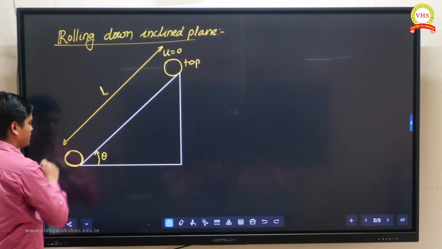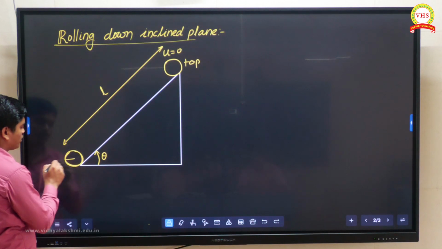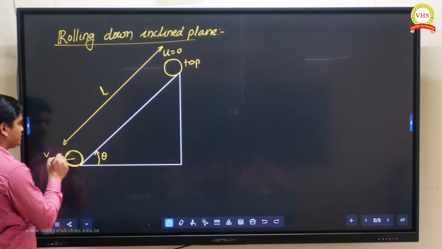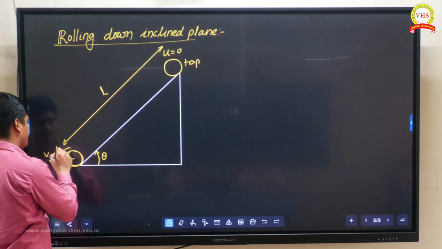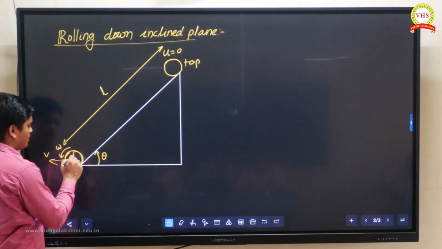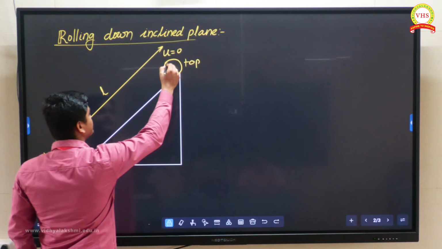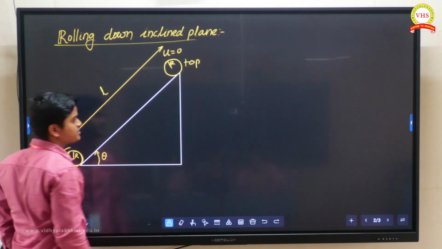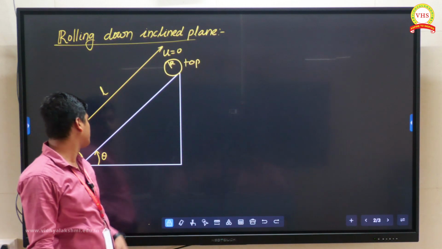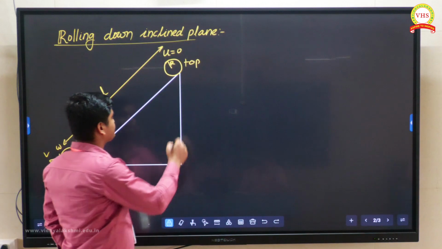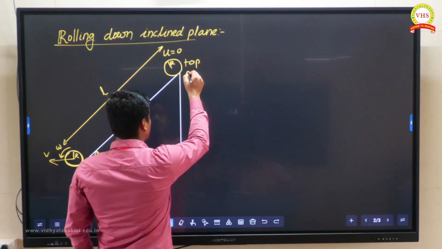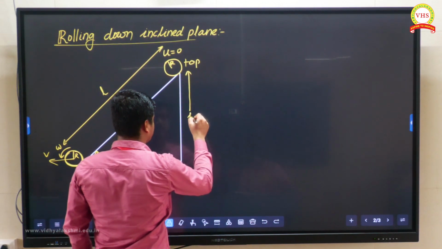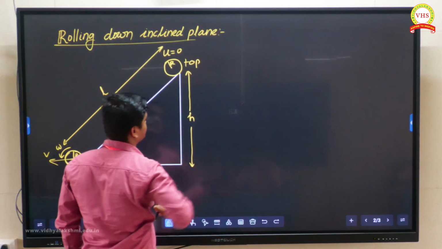At the bottom point it is moving with velocity v, and as it is rolling it also has angular velocity omega. Let's take the radius of the rolling object as r. Next, I'll consider the height here. This height is h.